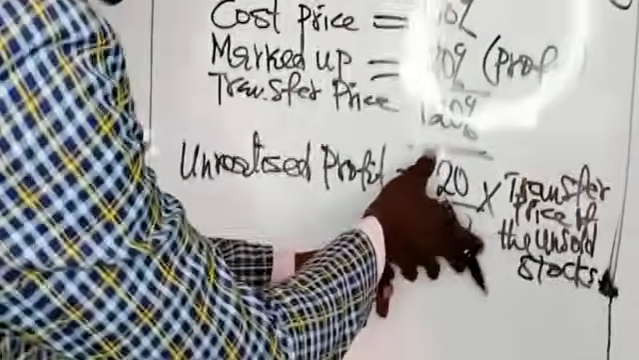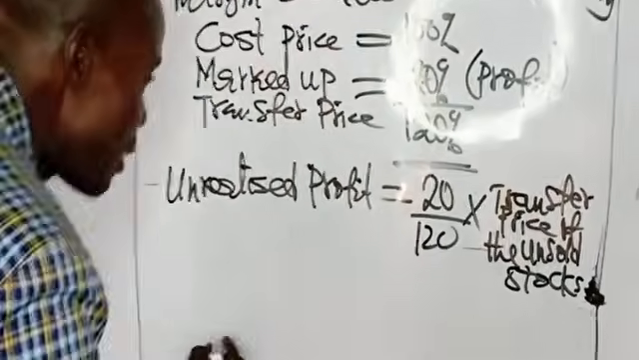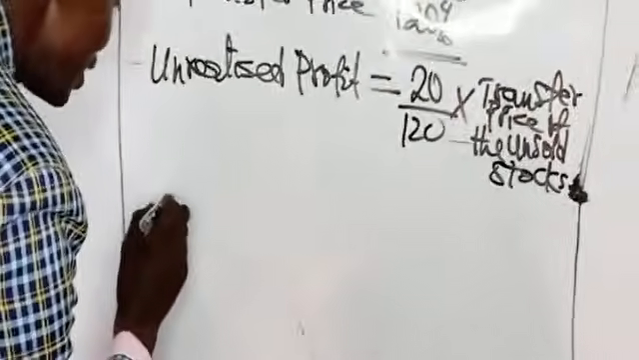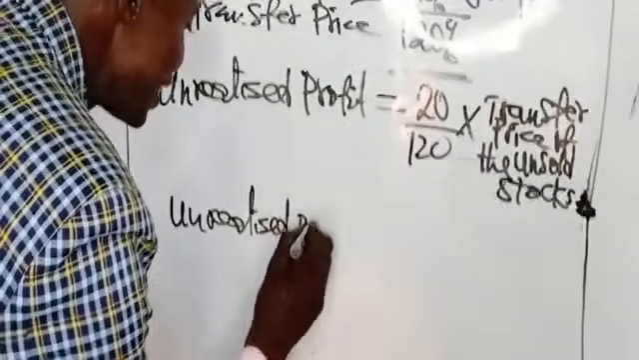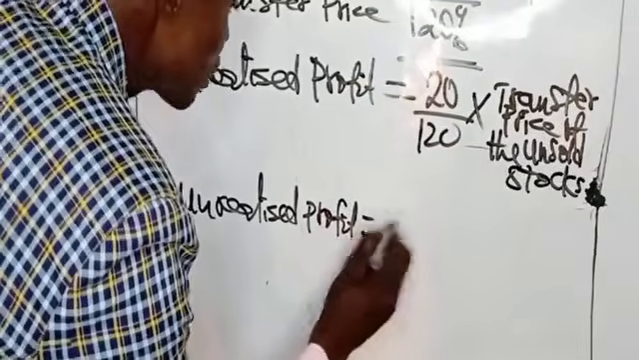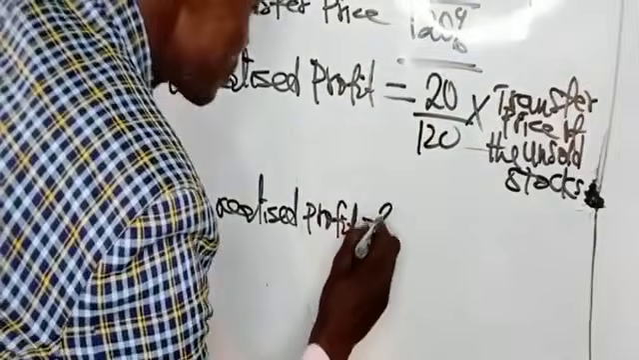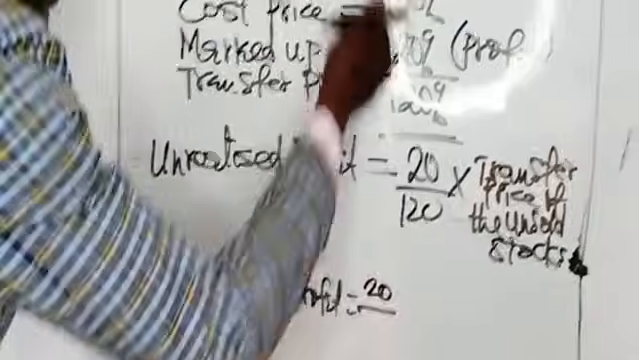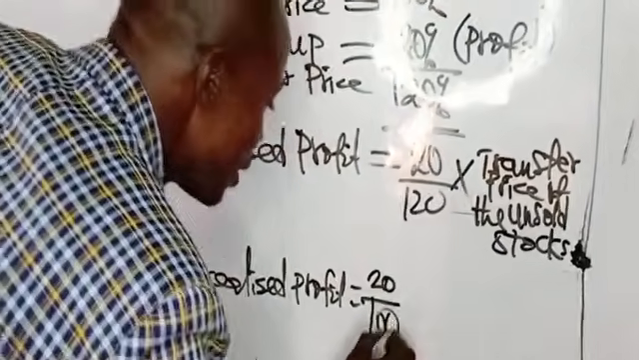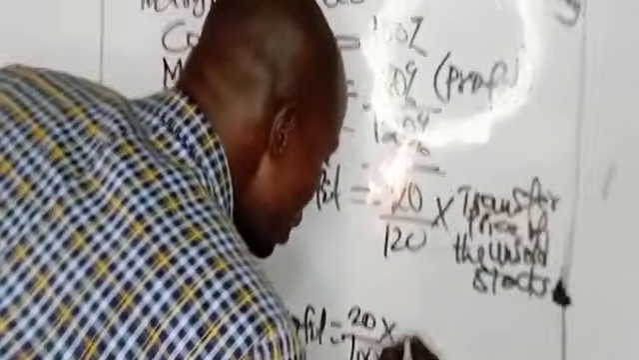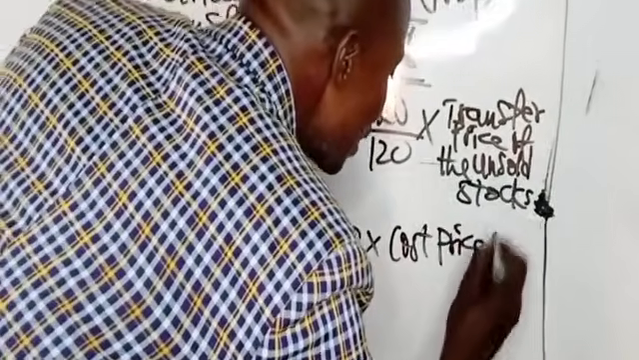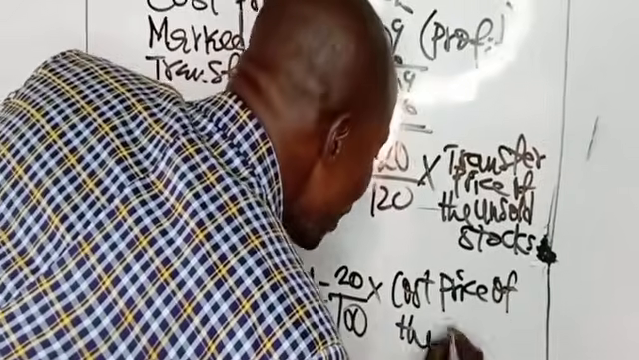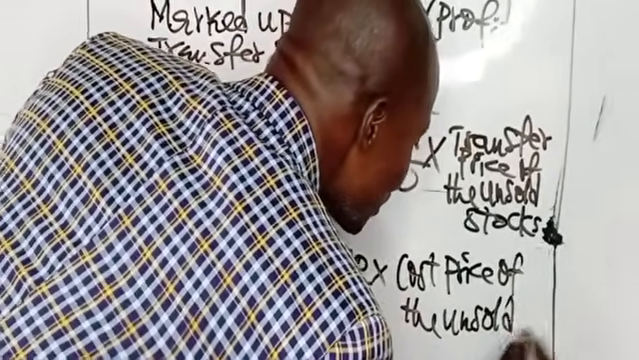But where the amount you are given is at the cost to the seller, the unrealized profit will be equal to 20 over the cost price, times the cost price of the unsold stocks.